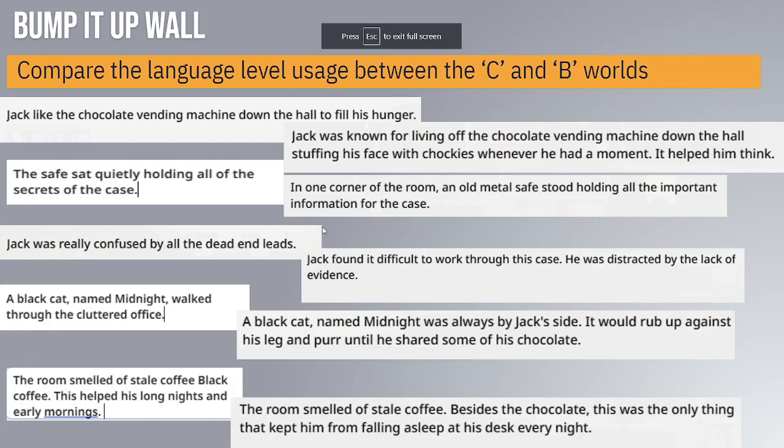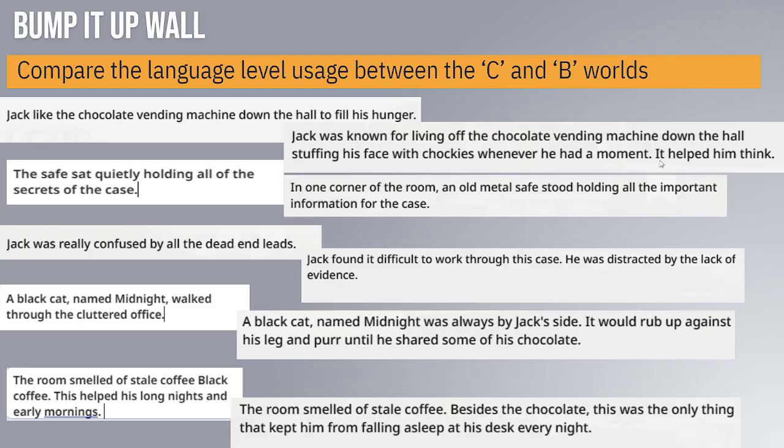Okay, so now I'd like to deconstruct the language that's been used and what contributes to an A and a B and a C world. So we look at things like: Jack liked the chocolate vending machine down the hall to fill his hunger. Some spelling mistakes makes it a C. Jack was known for living off the chocolate vending machine down the hall, stuffing his face with chockies whenever he had a moment. It helped him think. Okay, so that's the B one.